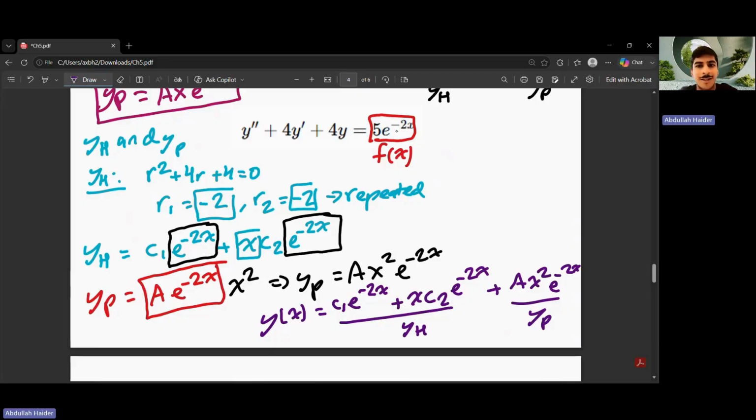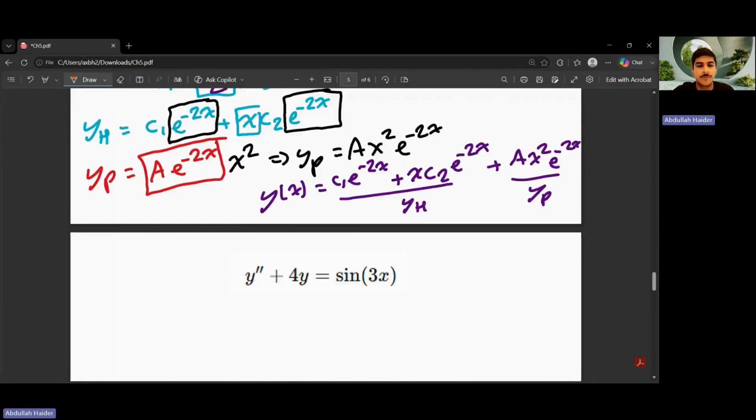But since e negative 2x is appearing twice, once here, so this will become x squared. You multiply this, and yp is equal to a x squared e power negative 2x, and then you add up yh and yp, and that's it.